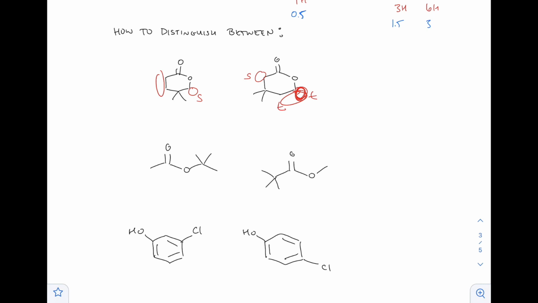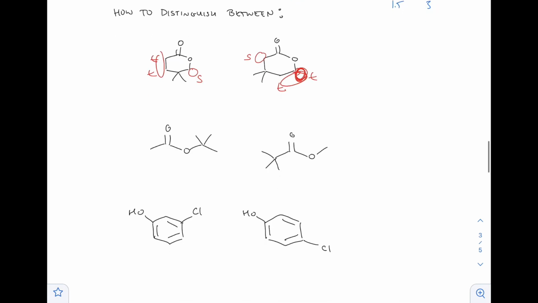This is also going to be a triplet, and this is going to be a triplet, and this is going to be a triplet. So your triplets are going to be in different locations, and then your singlets are going to be in different locations as well, even though your splitting patterns are still all the same. Okay, so that's really the key to differentiating between these. You want to look at the chemical shift difference.